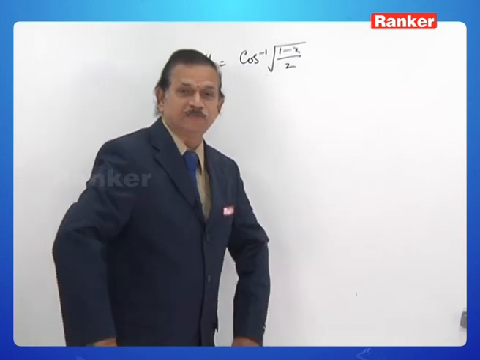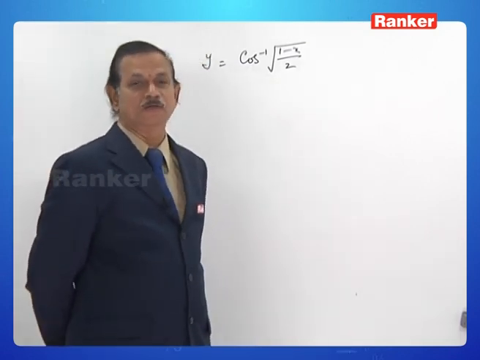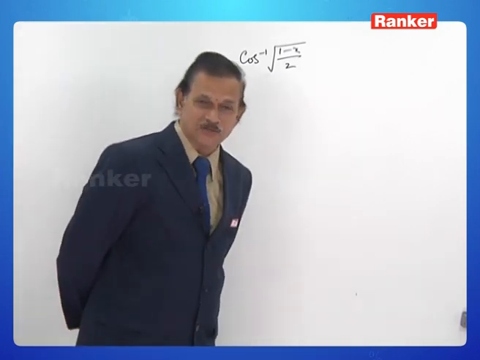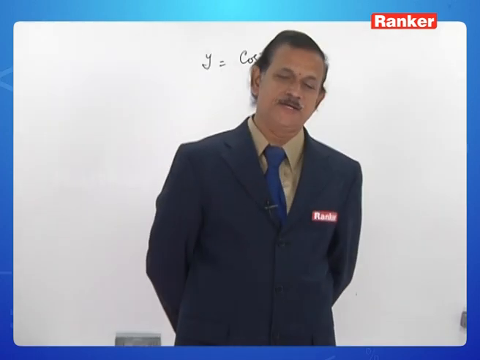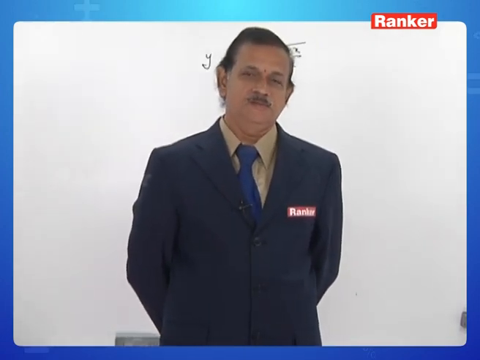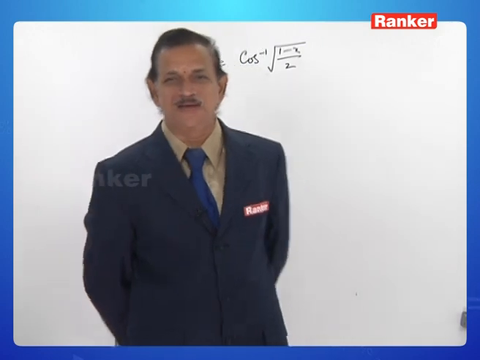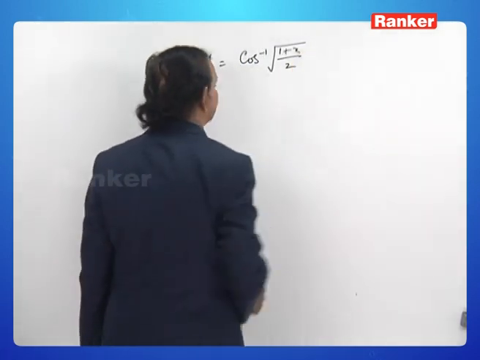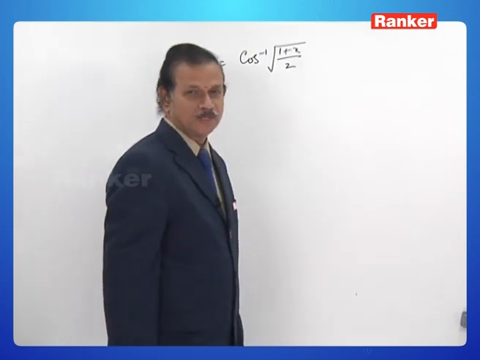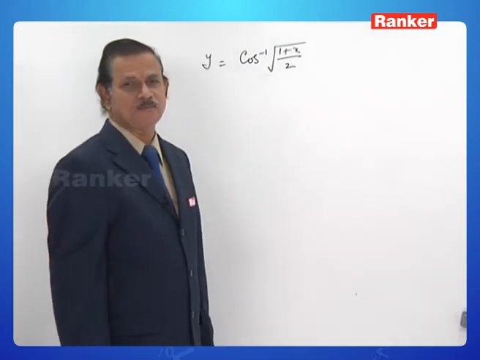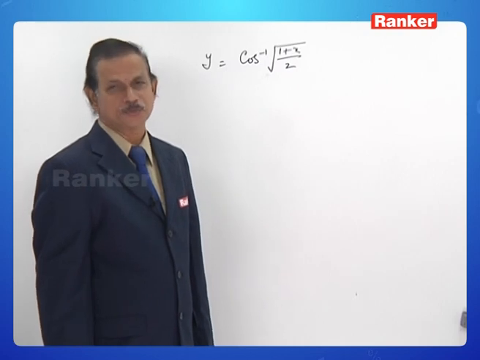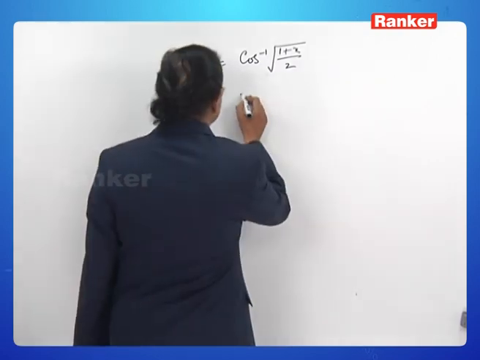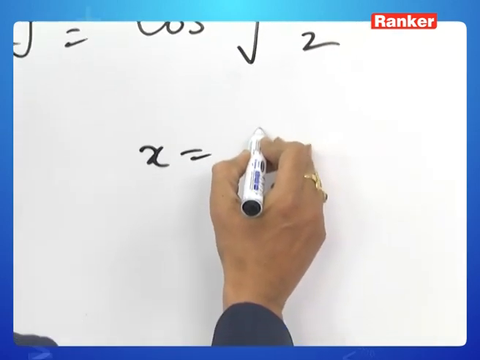What do you think of in this problem? Y is equal to cos inverse root of 1 plus x by 2. What type of formula you have with this? You imagine root of 1 plus cos theta by 2 is nothing but cos theta by 2. Therefore, you take x is equal to cos 2 theta.